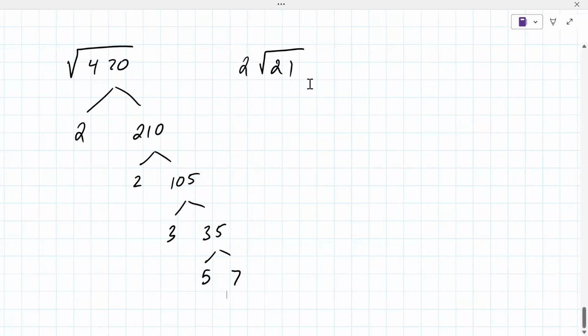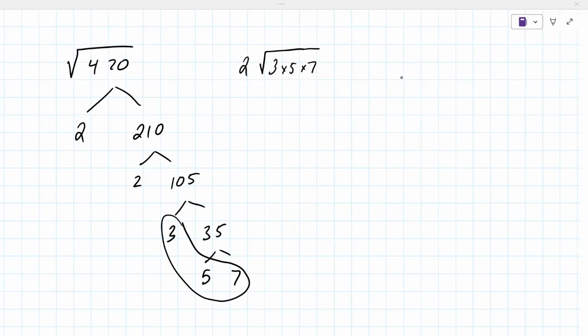So what number should go on the inside? 21, 35. It's these three numbers multiplied together. Oh, those three. I just called them two. Okay. 105. 105, good. All right, so it's 2 square root 105, like that.